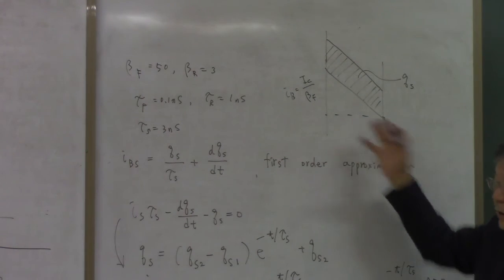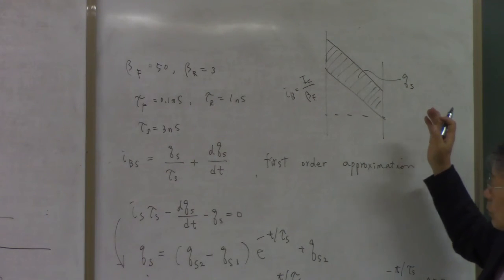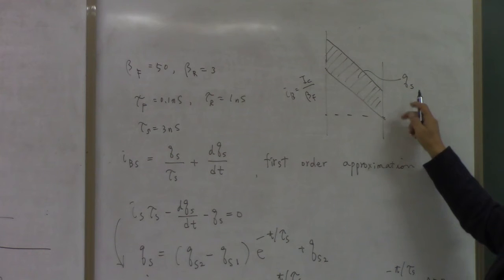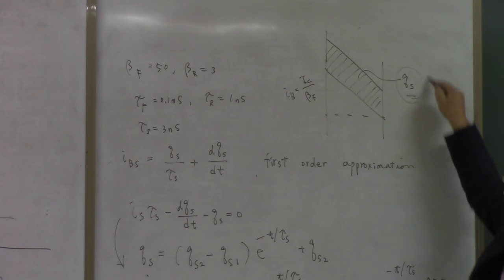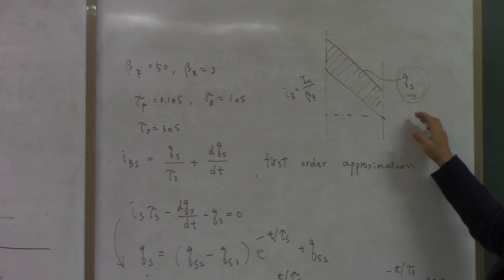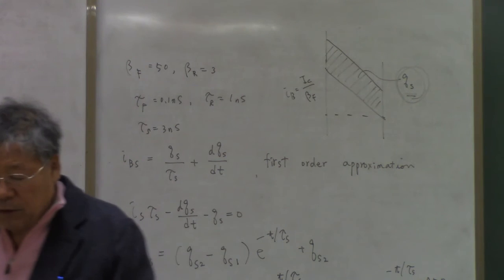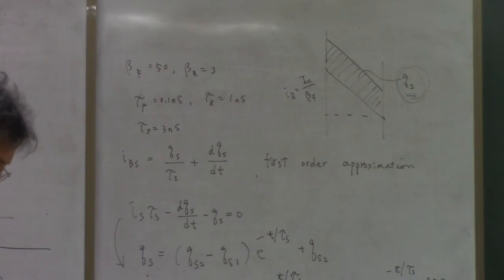So when you're switching this device, that switching has to get rid of this QS in response to the input, right? So it is very important to find out what the amount of QS is going to be.